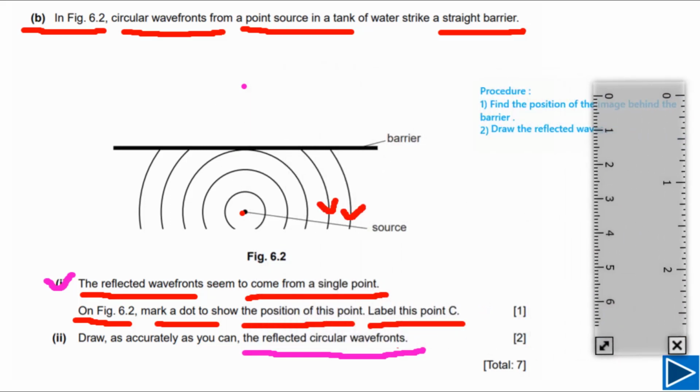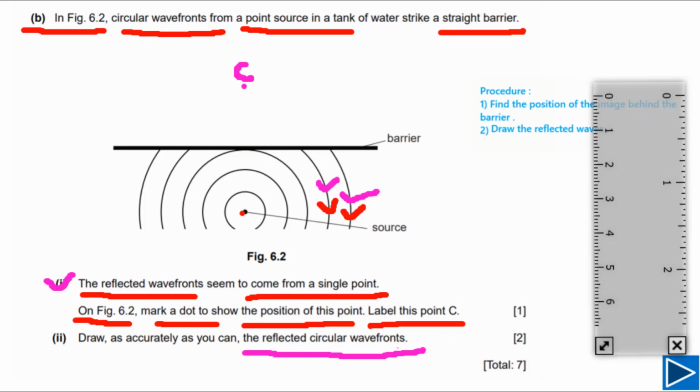So that's all we need to do. But for this one, we also need to use the capital letter C. So you can also label this one using capital C. Let's move on to the second part. For the second part, we need to draw reflected circular wavefronts. Only these two wavefronts are reflected. So only for this one and for this one, we need to draw two reflected wavefronts.